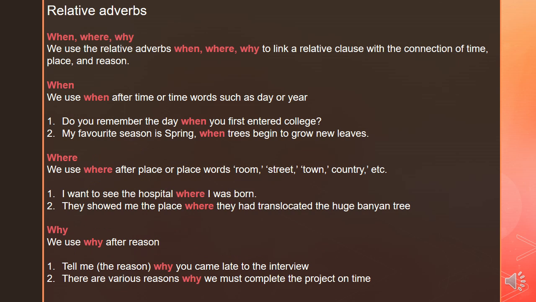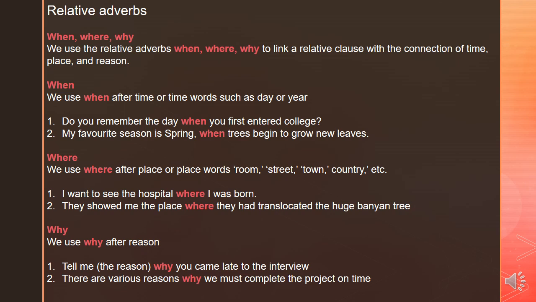Well, what is a relative adverb? If you remember, in our previous class, we learnt about relative pronouns, how relative pronouns help relative clause function in a better way. In the same manner, relative adverbs also help. You see, it's so simple.